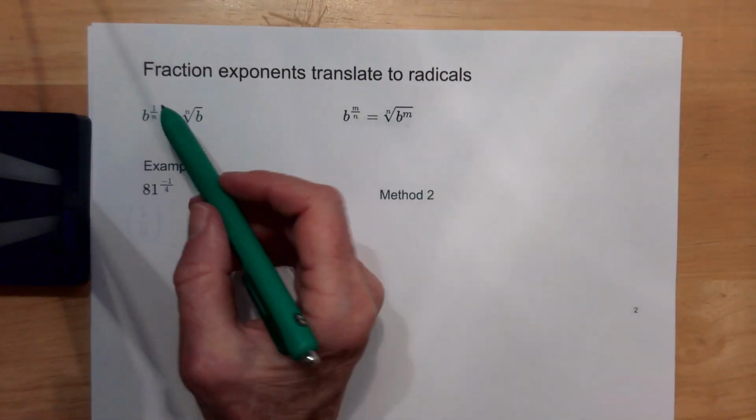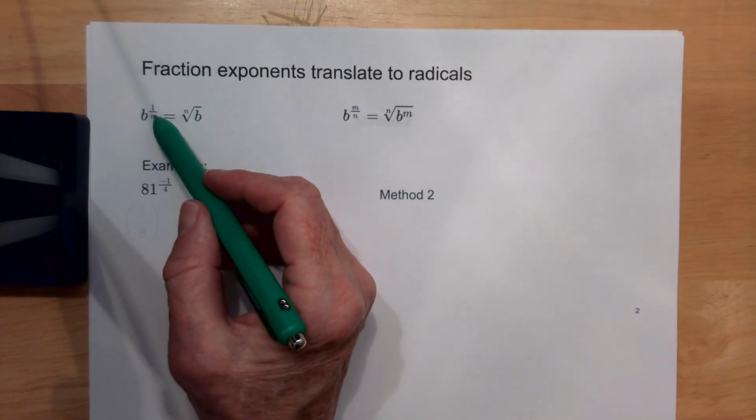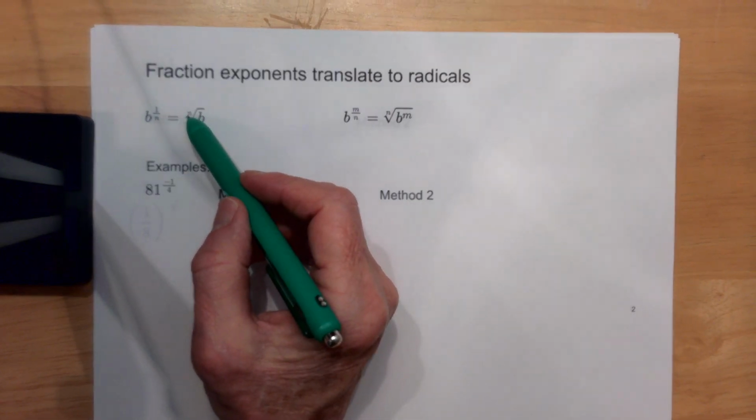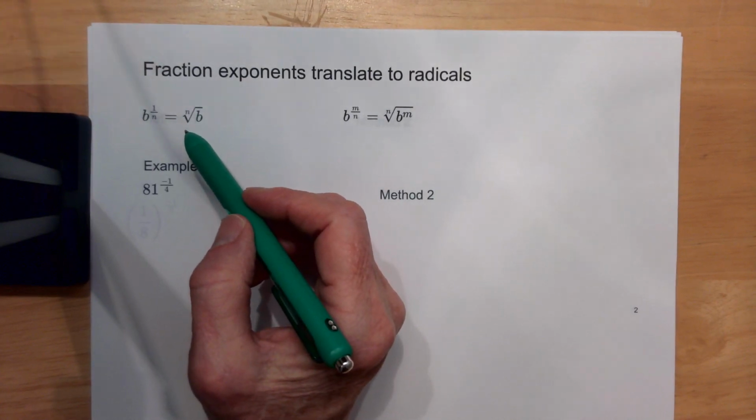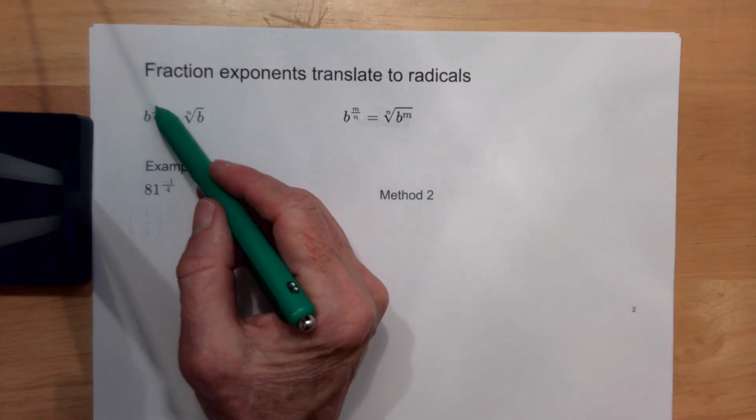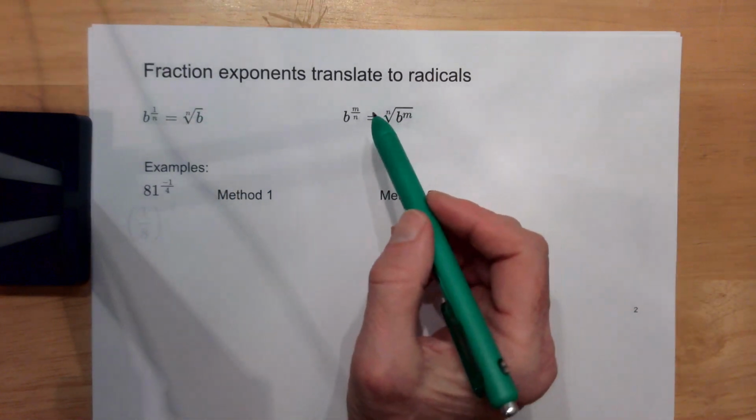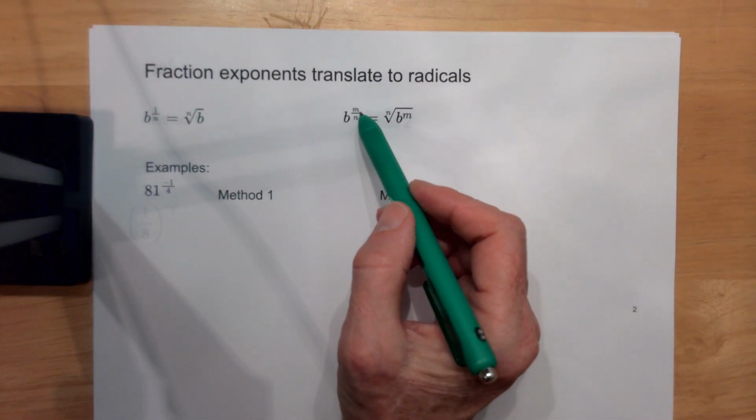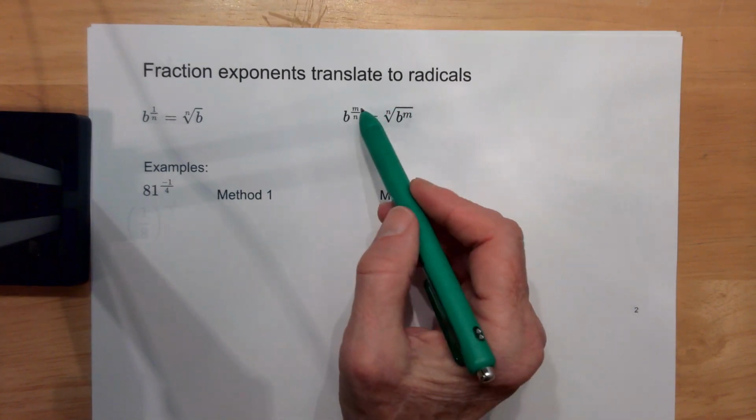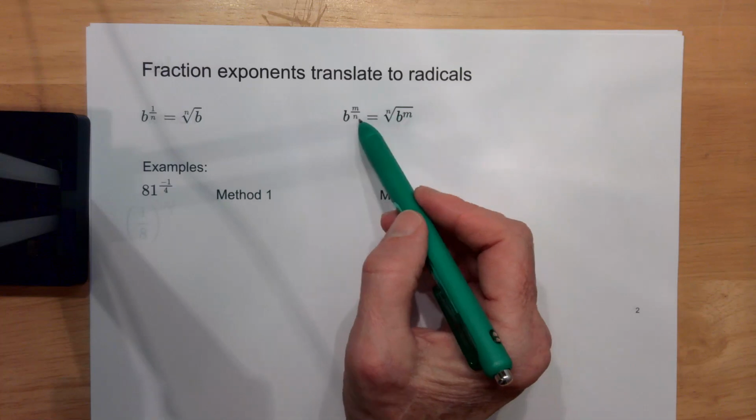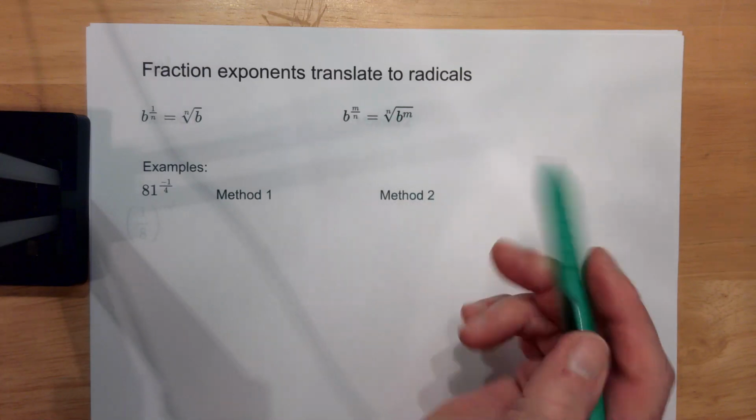If I have a fraction exponent, the number on the bottom of that fraction is the same thing as the index of my root. So b to the 1 over n power is the same thing as the nth root of b. If I have b to the m over n power, the m is my power on the b, and my root is the bottom of my fraction.